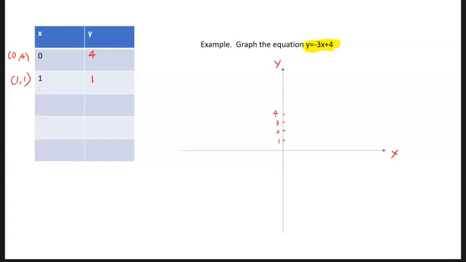So we're going to find (0, 4), which is right here. Since x is 0, we're not moving to the left or right, but y is 4, so we move up to number 4. Now the second solution we got was (1, 1). First, I'm going to put tick marks for 1 here. Since x is 1 and y is also 1, we move over 1 and up 1. That gives us the second point. So this one is (1, 1), and this one is the point (0, 4).